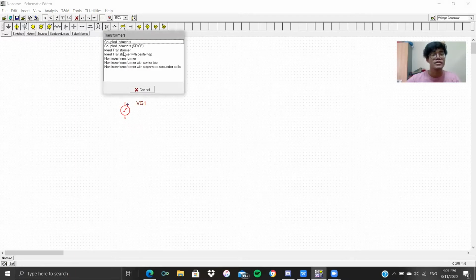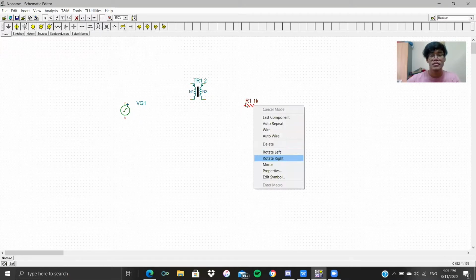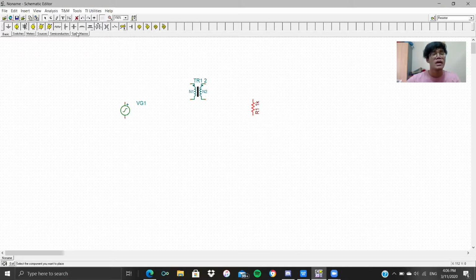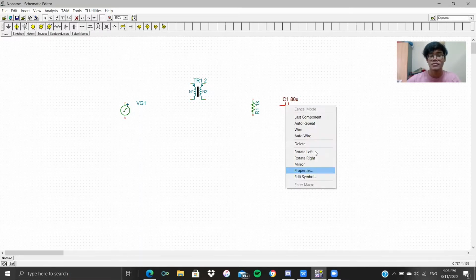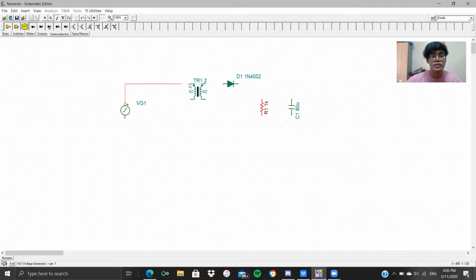I'm going to put the ideal transformer. I'm going to put the resistor. And we're going to put the capacitor. And don't forget the semiconductors. Then we're going to connect all of these components together in the first loop. This one will be connected to the second loop. Connect the capacitor too.